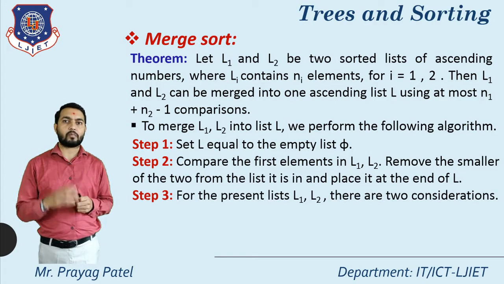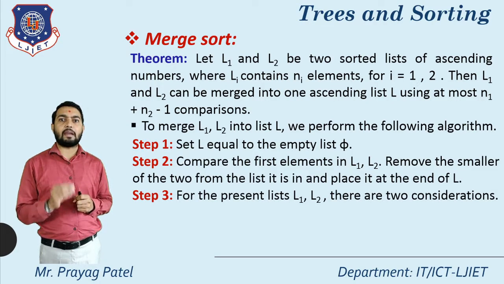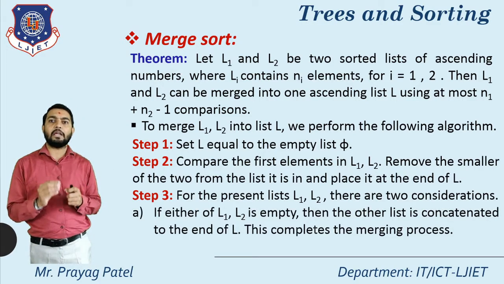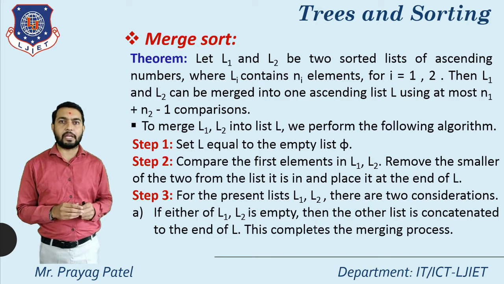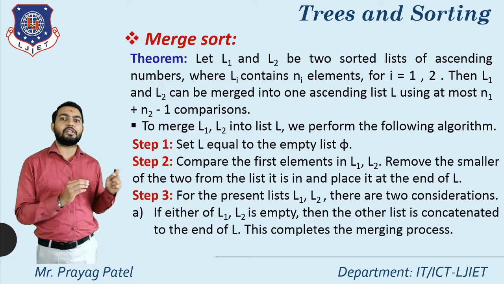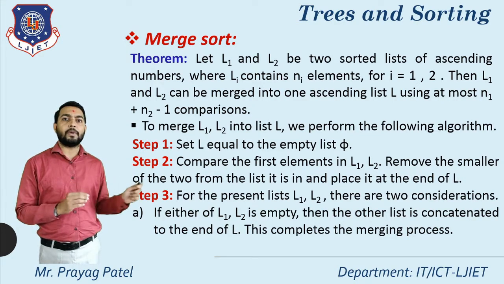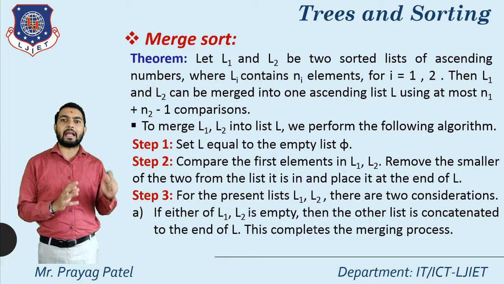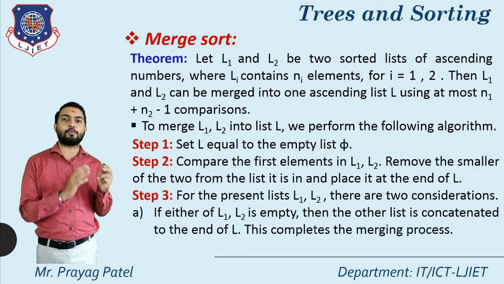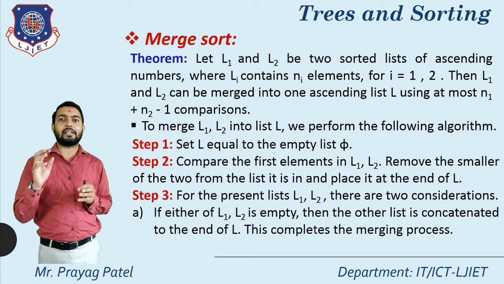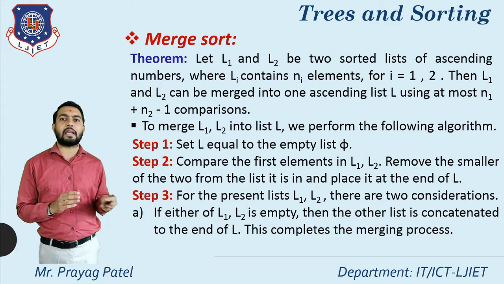Now step 3. For the present lists L1, L2, there are two considerations. First one is a. If either of L1, L2 is empty, then the other list is concatenated with the end of the list L. This completes the merging process. So for example, if list L1 is empty and L2 has some elements, then we directly put all the elements of L2 in our resultant list, because the first list is empty. So no comparison is required for the remaining elements.